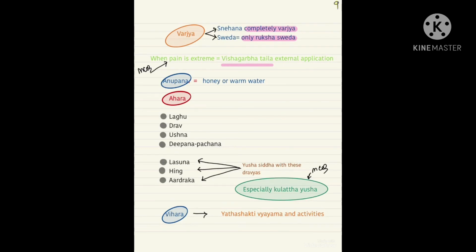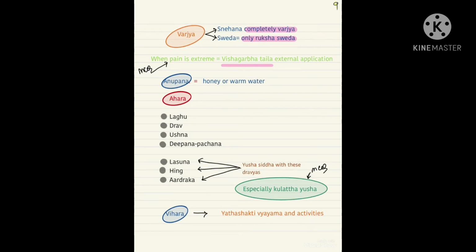So there is an MCQ on this, that honey and warm water, or honey or warm water, is Anupan for which type of Vatavyadhi chikitsa. So you will have to write there Margavrodhajanya. If you remember, in the Dhatukshayajanya it was Dugdha and ghee sharkara, ghrita sharkara. So here it is honey and warm water.